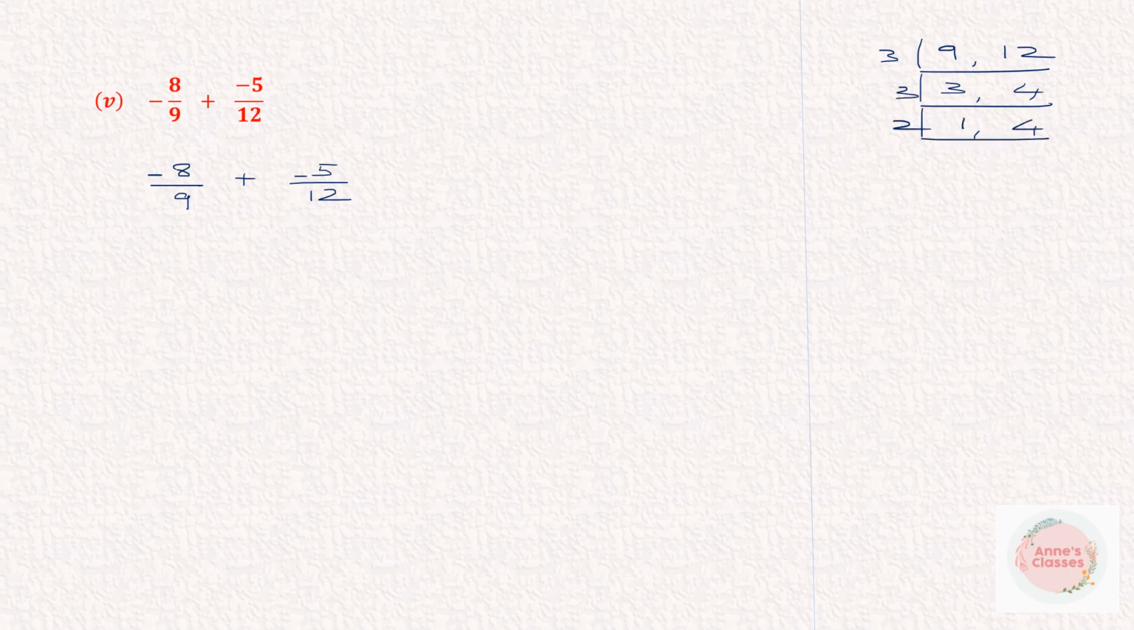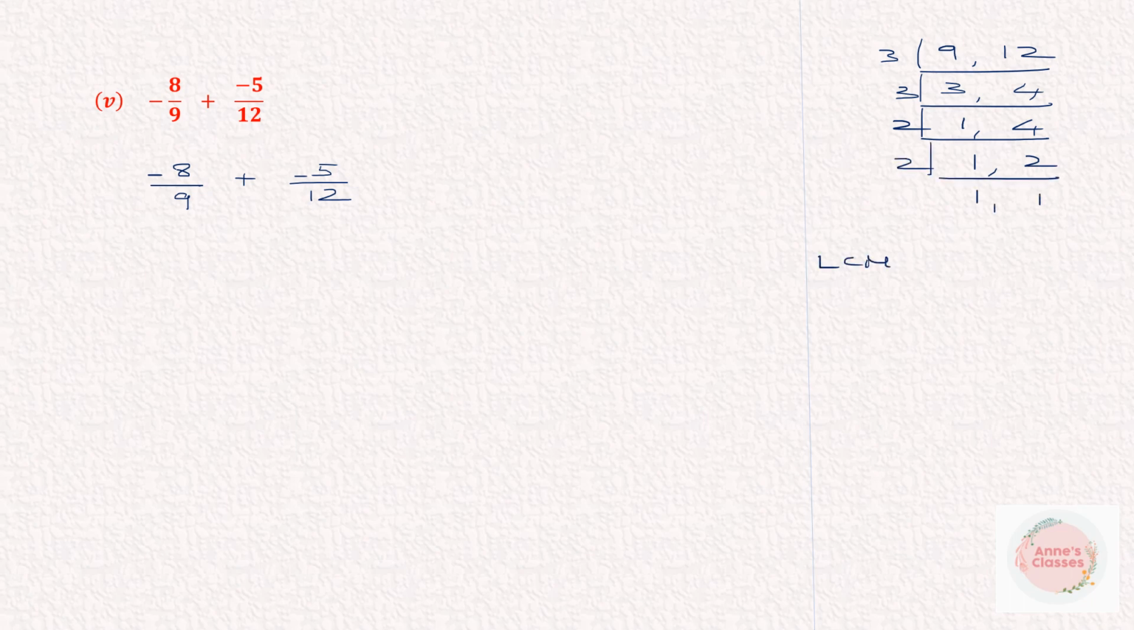Question 5. So here we have minus 8 by 9 plus minus 5 by 12. Let's give the sign to the numerator: minus 8 by 9 plus minus 5 by 12. Let's find the LCM of 9 and 12. Let's begin with 3. 3 threes are 9, 3 fours are 12. Continue with 3. 3 ones are 3. Bring down the 4. Now go to 2. 2 twos are 4. Continue with 2, 1 and 1.